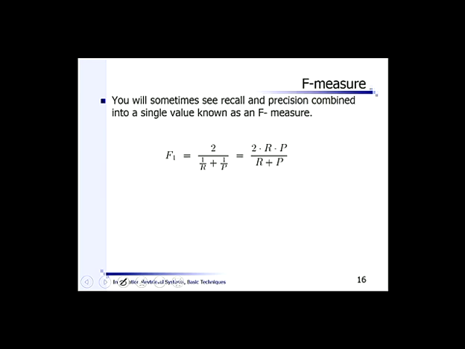And the last thing, sometimes we merge both these measures, precision and recall, into one measure which is called F measure. The formula for F measure is 2 over (1 over R plus 1 over P), or you can write it as 2 times R times P divided by R plus P. So F measure is also commonly used. We will not go into details.